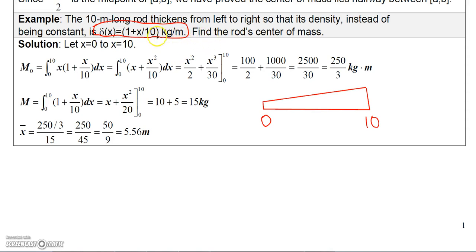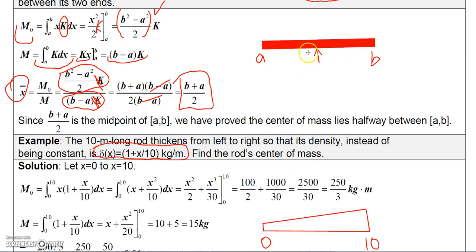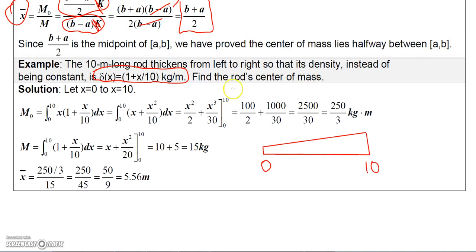So now, since we don't have the consistency in the density that we had in the other example, it would appear that the center of mass wouldn't be right in the middle. So let's see how we can do this.